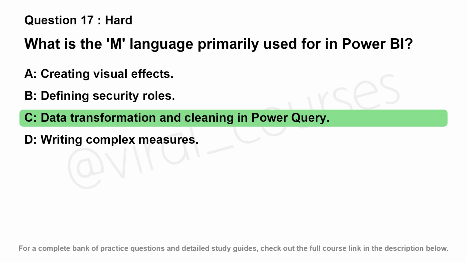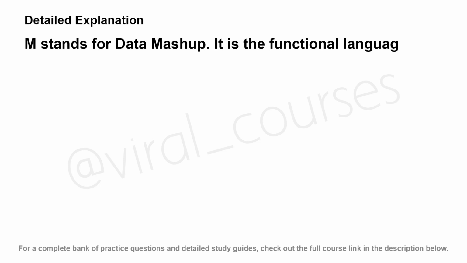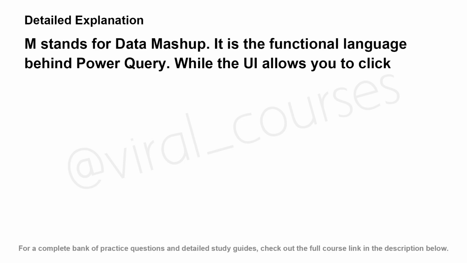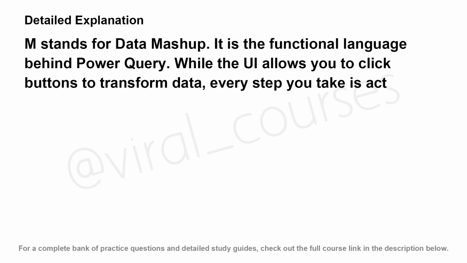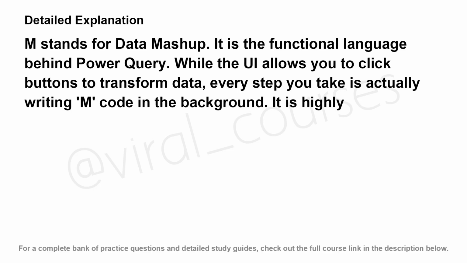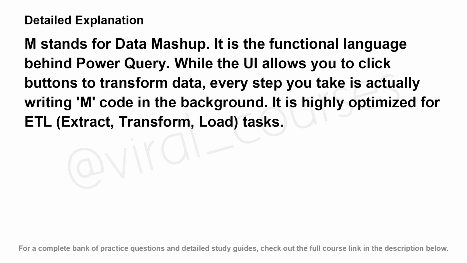The correct answer is C. M stands for data mashup. It is the functional language behind Power Query. While the UI allows you to click buttons to transform data, every step you take is actually writing M code in the background. It is highly optimized for ETL, extract, transform, load tasks.